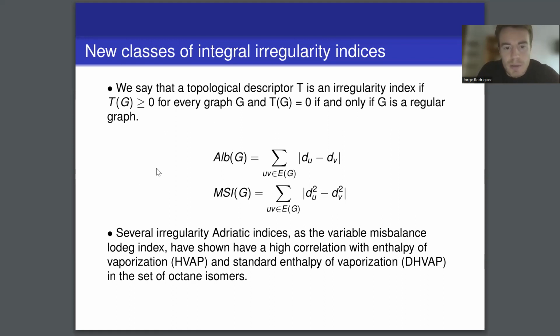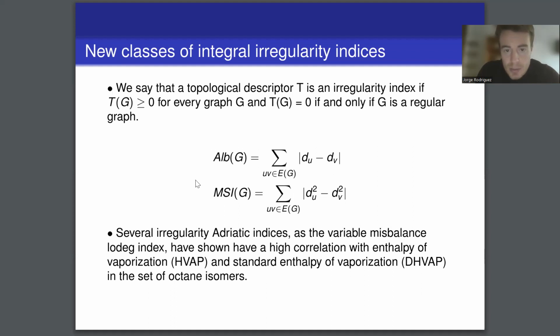So there are two quite famous irregularity indices that are called the Albertson index and the misbalance deg index, which are as follows. The Albertson index is simply the sum over all the edges UV connecting vertices of the absolute value of the degree of vertex U minus the degree of vertex V. And the misbalance index is simply the sum over all the edges connecting two vertices of the absolute value of the degree of vertex U to the power of 2 minus the degree of vertex V to the power of 2. As you can see, these two indices fulfill the two properties that I said before.